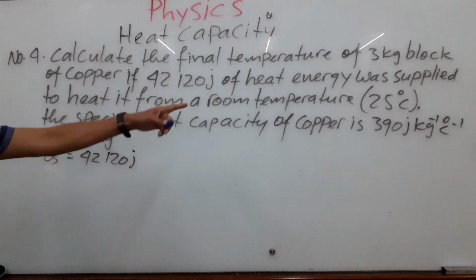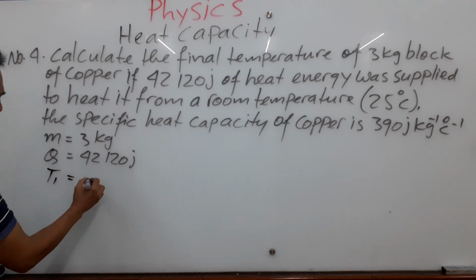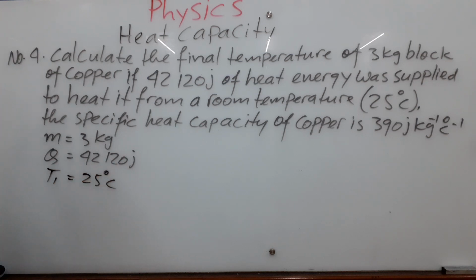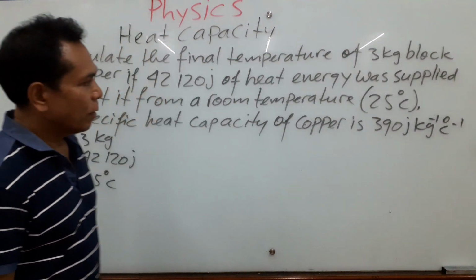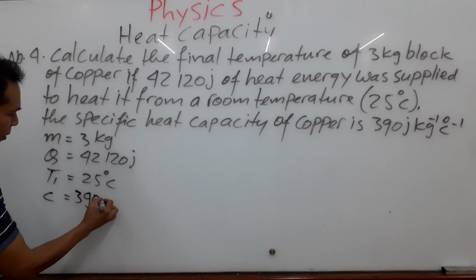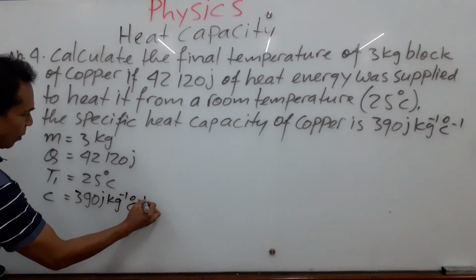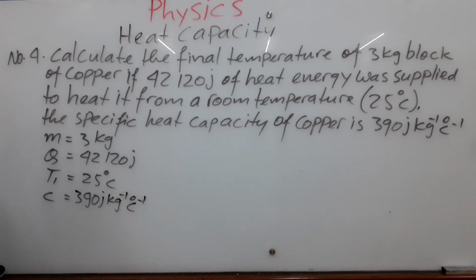And what else do we know? Okay, T1 is 25 degrees Celsius, and the heat capacity is here, 390 joule kg power minus 1 degrees Celsius power minus 1. Now, what we do not know is the final temperature. So T2, okay, we need to find this T2.